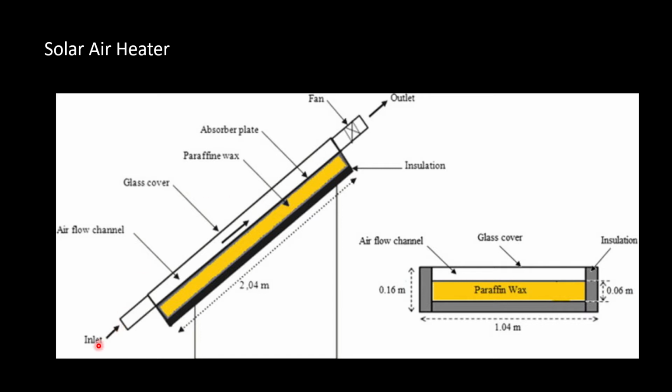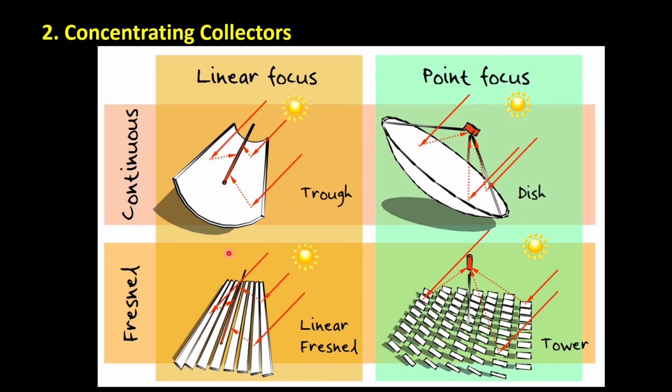So when the cold air from the inlet gets into the tube, it will get heated up with the help of this absorber material. And when the air is heated up, it becomes lighter and will move up and we get the hot air at the outlet. Simultaneously, from the inlet, the cold air will replace that position, and the cycle continues and we get heated air. And next we can go to the concentrating collectors.